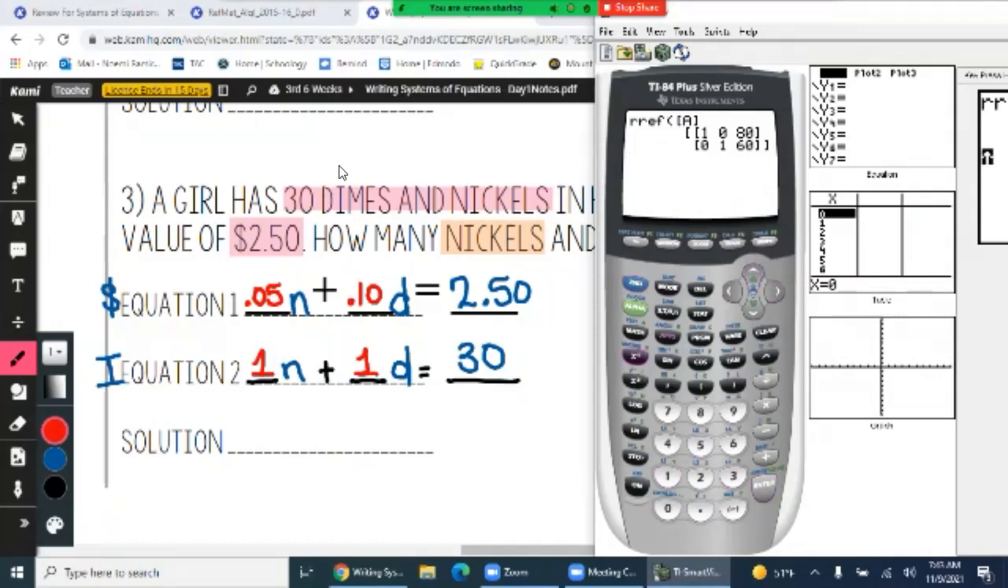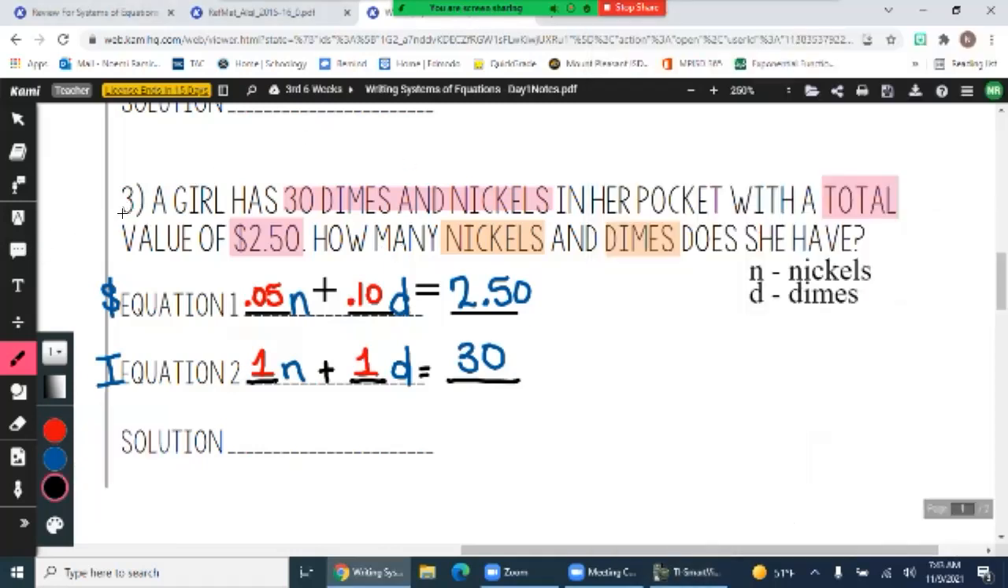Never mind. Matrix. I'm just going to do alpha B. There it is. Matrix, enter. And there's the rest of it. So we got a 10 and 20 at the bottom. So that represents that we have how many nickels and dimes? 10 nickels and 20 dimes in total.